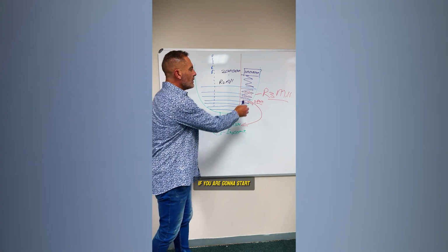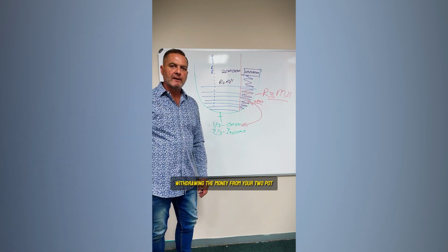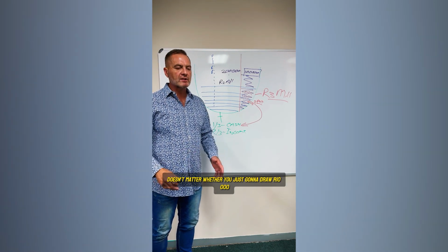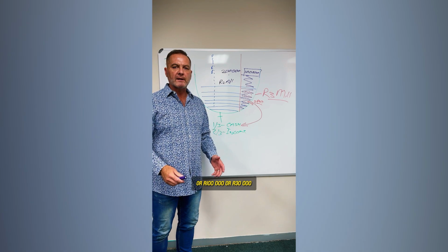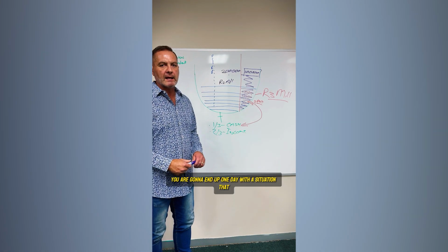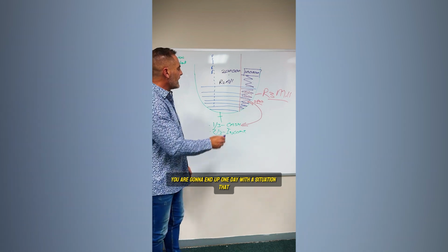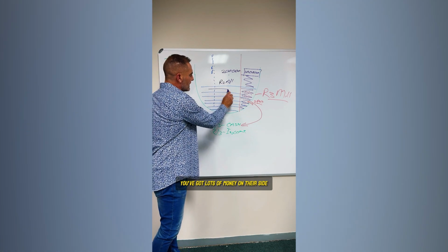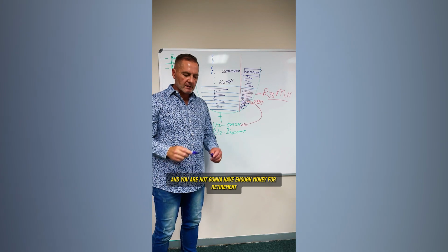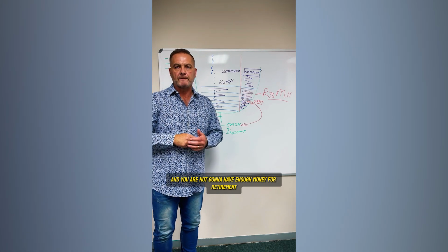So if you are going to start withdrawing the money from your two-pot on a yearly basis, doesn't matter whether you're just going to draw 10,000 Rand or 100,000 Rand or 30,000 Rand or whatever the case might be, you are going to end up one day with a situation that you've got lots of money on this side, very little money on that side, and you are not going to have enough money for retirement.